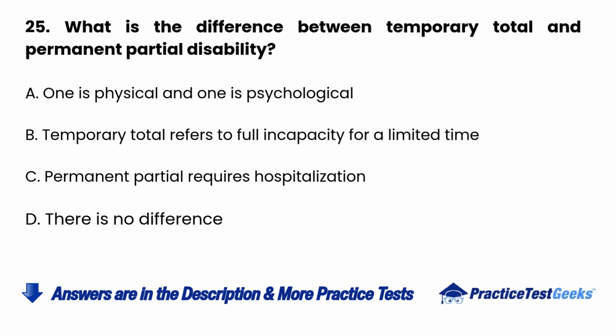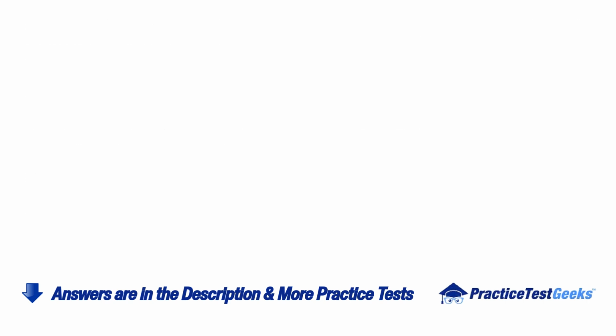25. What is the difference between temporary total and permanent partial disability? A. One is physical and one is psychological. B. Temporary total refers to full incapacity for a limited time. C. Permanent partial requires hospitalization. D. There is no difference.